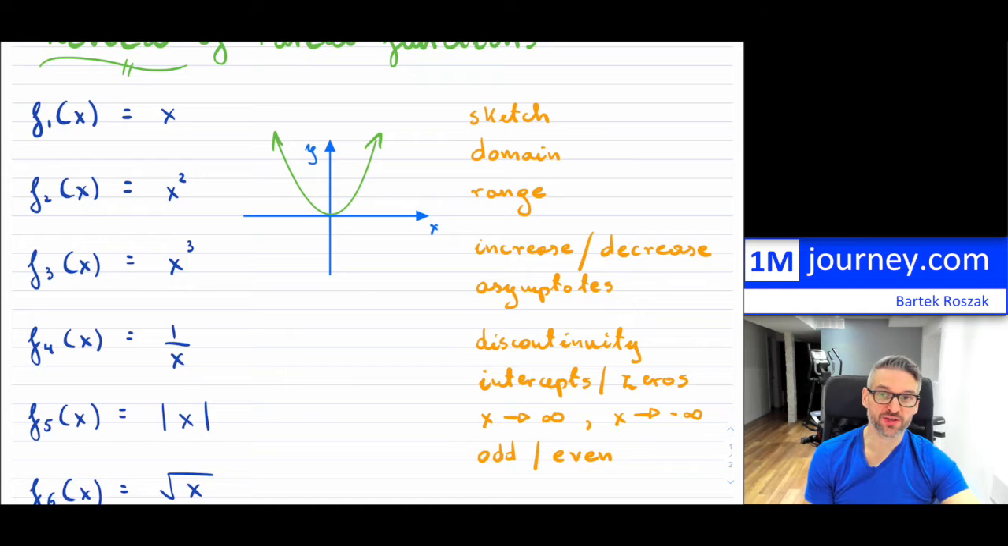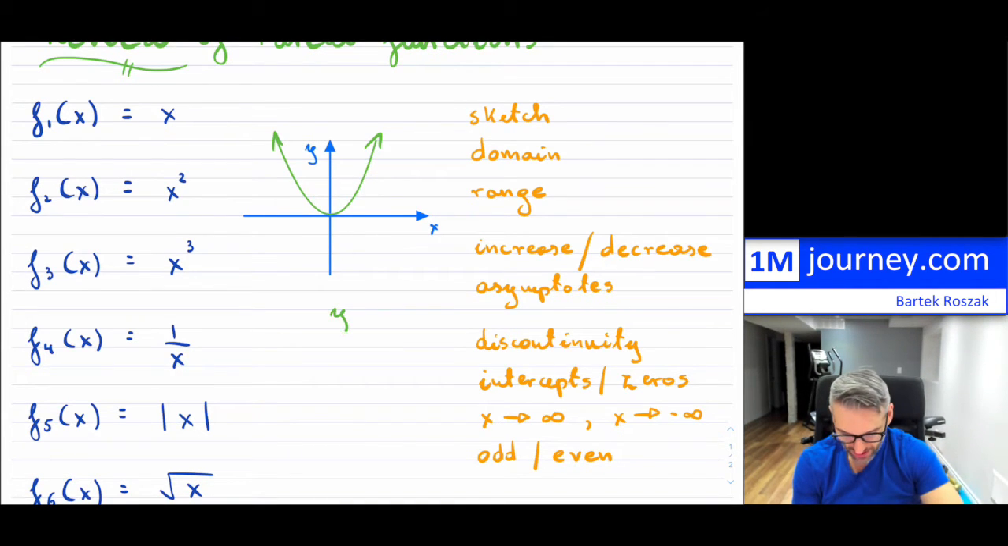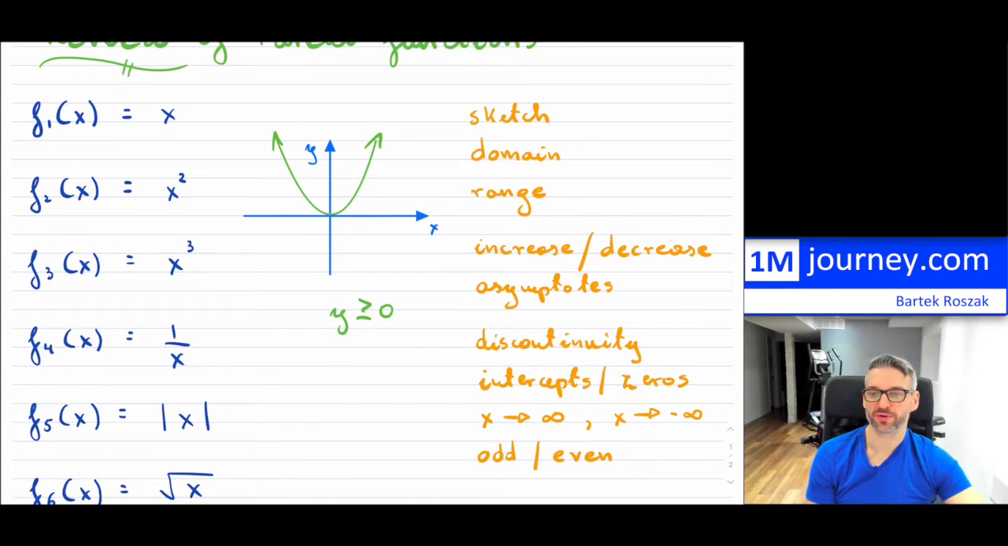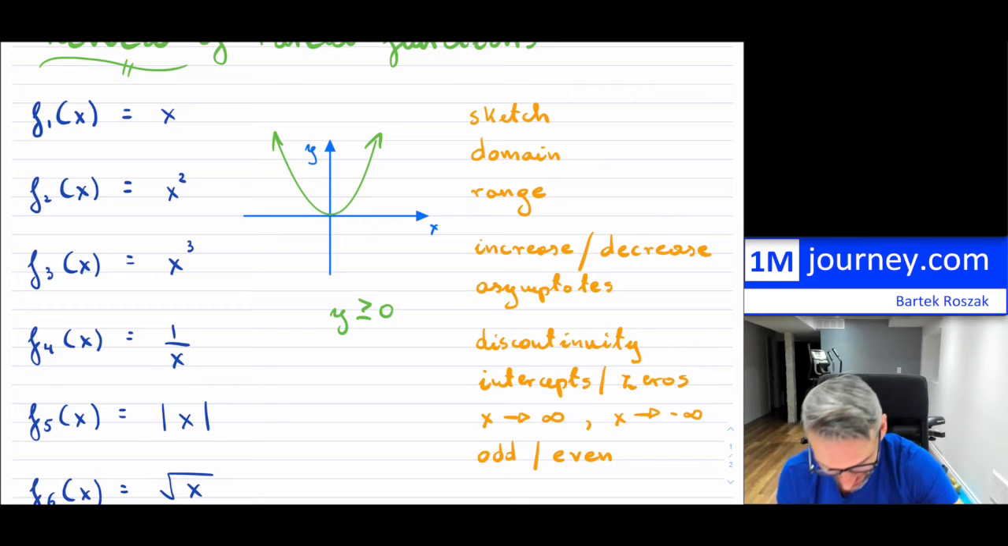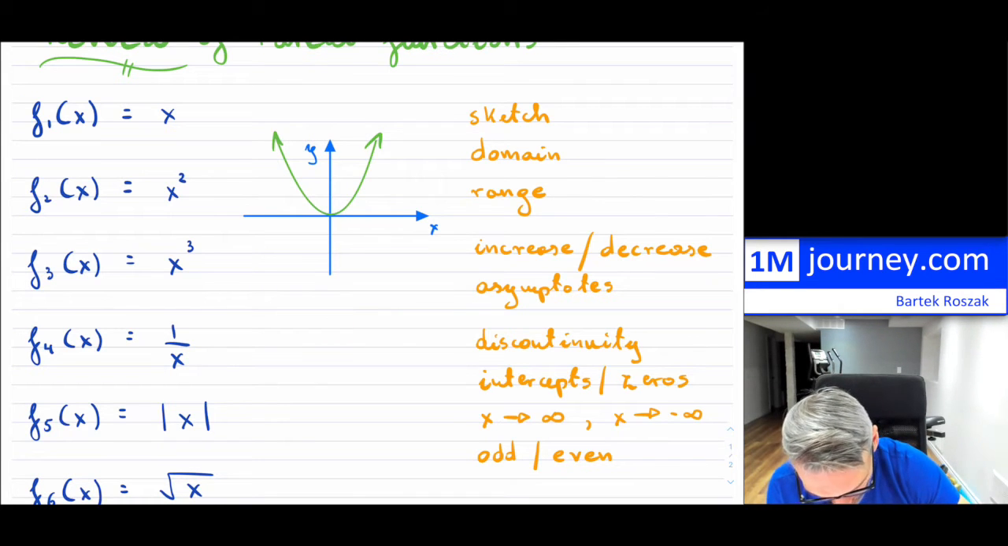The range, however, notice that the range is going to be stuck. It will include all the real numbers, but equal to 0 or above. So that's what you will have for the range. And of course, it's a set, so you can write it out as a set if you like. Okay, so that's your range.